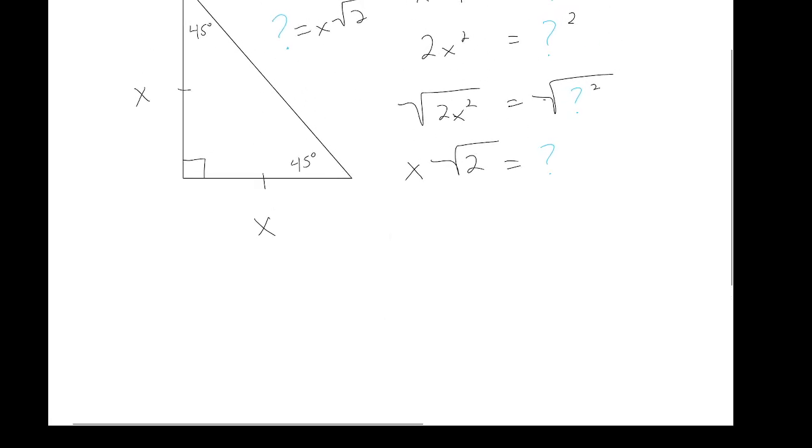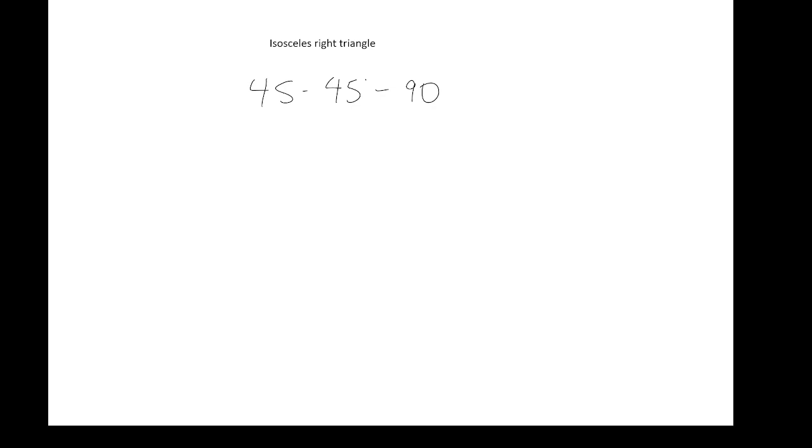So this is what we call an isosceles right triangle, which is also known as the following. It's what's referred to as a 45-45-90 triangle.